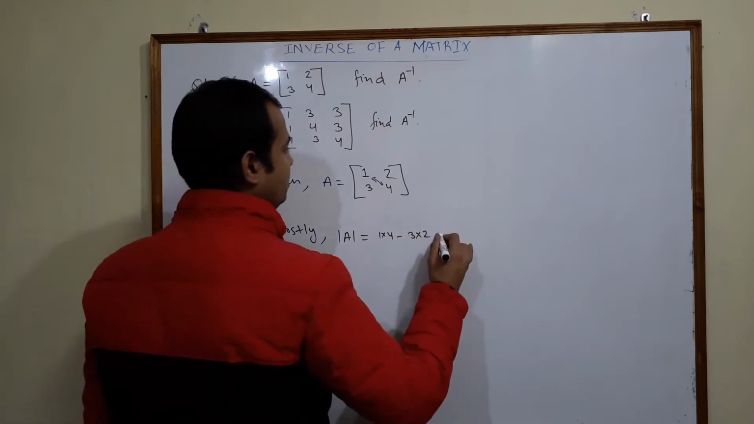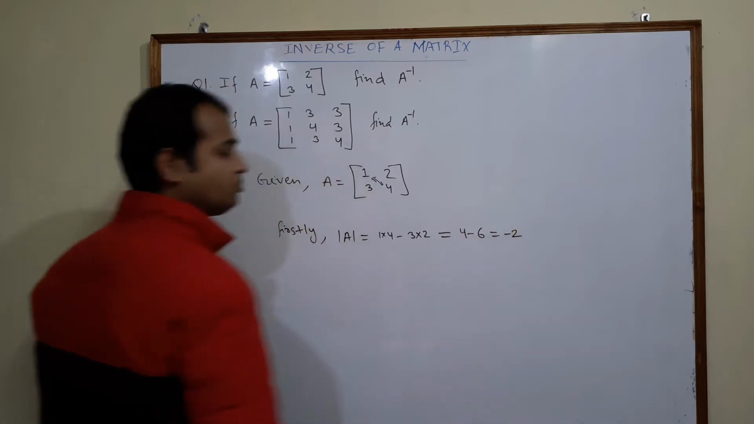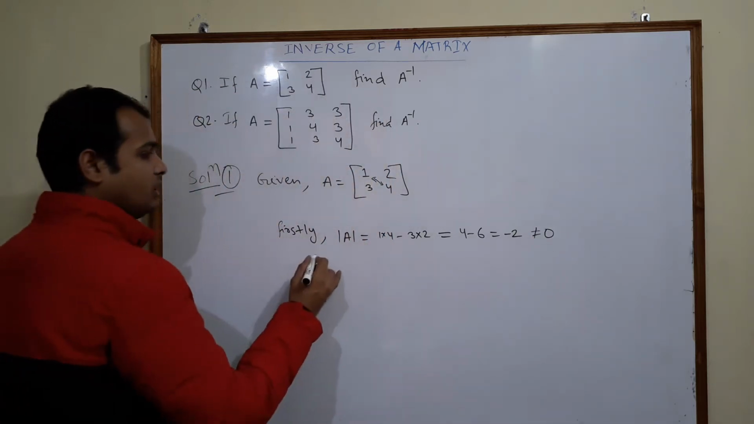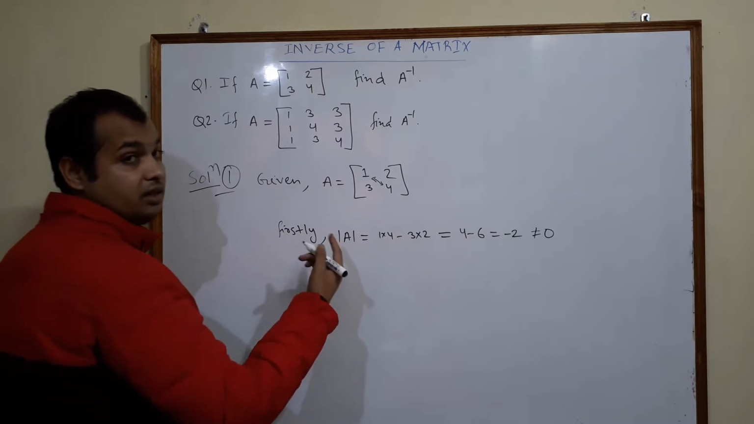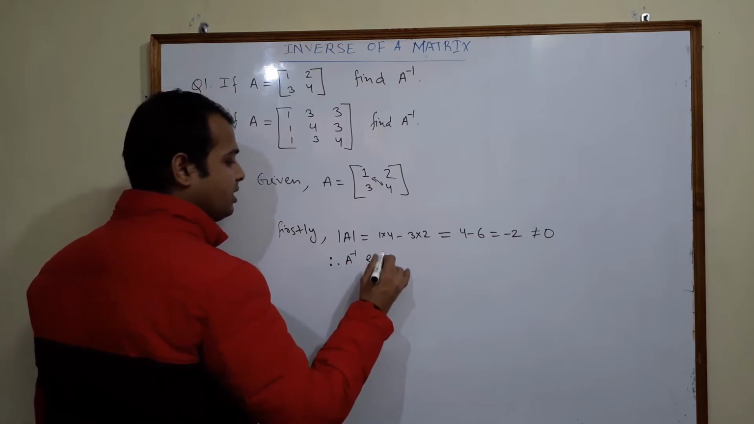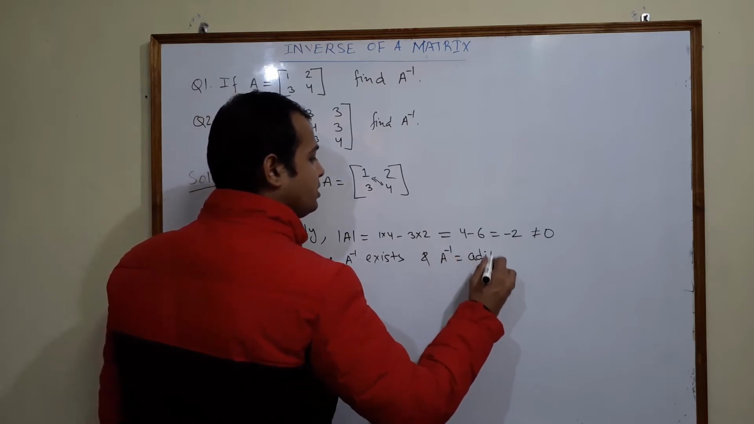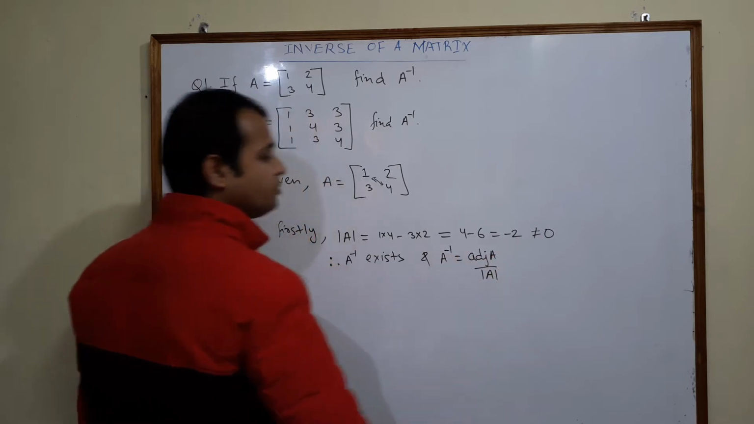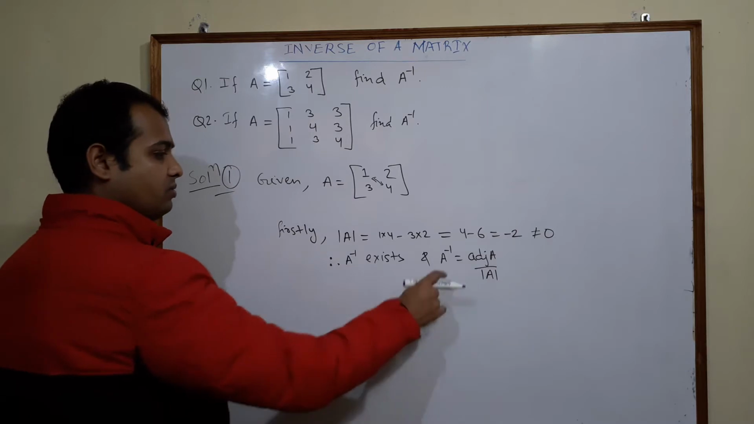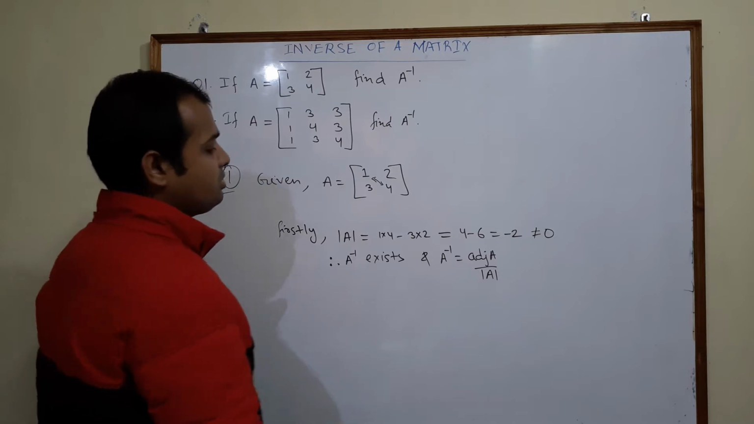Okay, so you will get 4 minus 6, that would be minus 2. Clear? And this is not equal to 0. Okay, since it is not equal to 0, that means A is non-singular, therefore A inverse exists, and your A inverse is equal to adjoint A upon determinant of A. Clear? So this is the formula to find the A inverse if your matrix A is non-singular. So clearly your matrix A is non-singular.